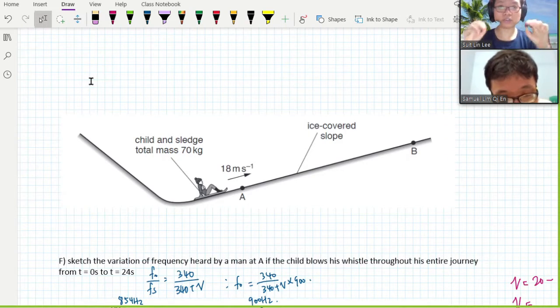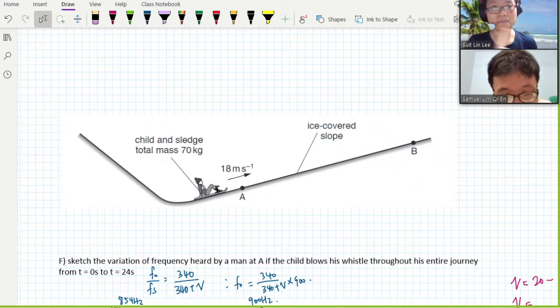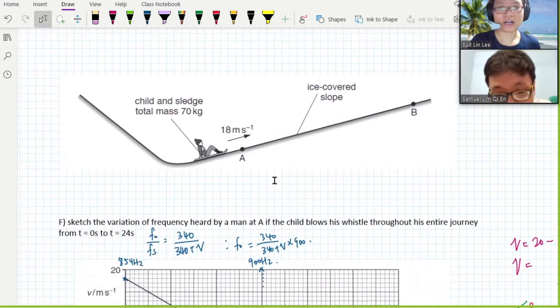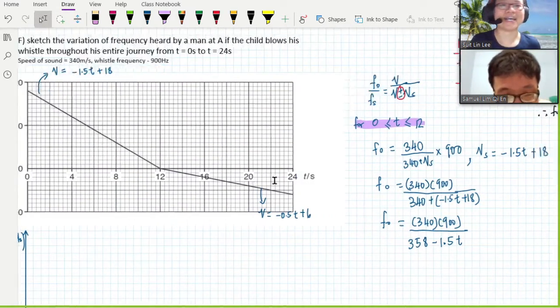We are going to fast forward to part F, where we sketch the variation of the frequency of the whistle. Because when you think about the child and the sledge, when the child is moving up the sledge and blowing a whistle at the same time, the child is slowing down. So while there is still Doppler effect, the frequency is unlikely to be constant. So let us take a peek at the equation first.